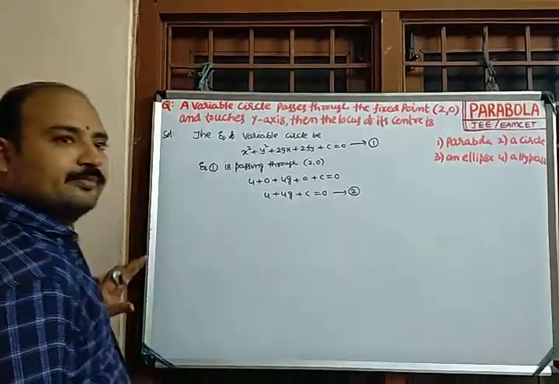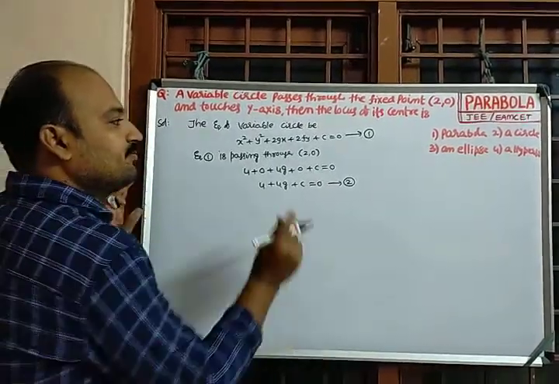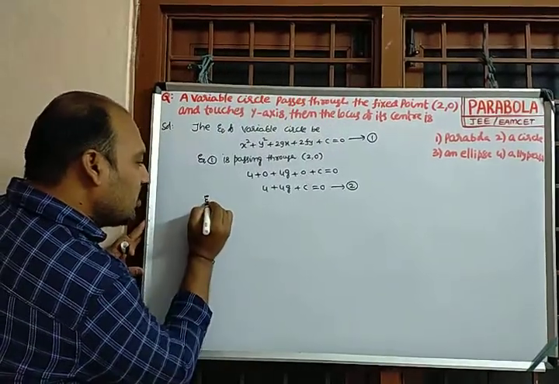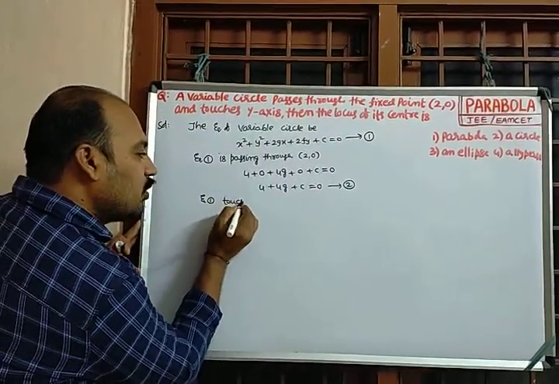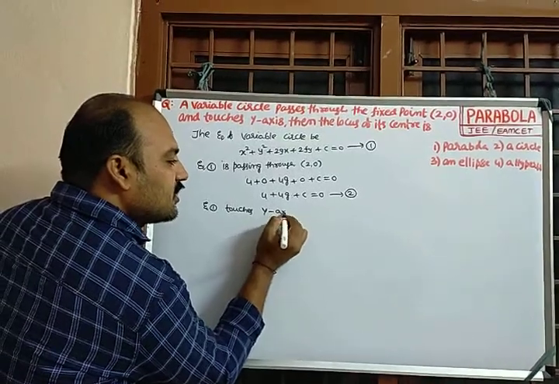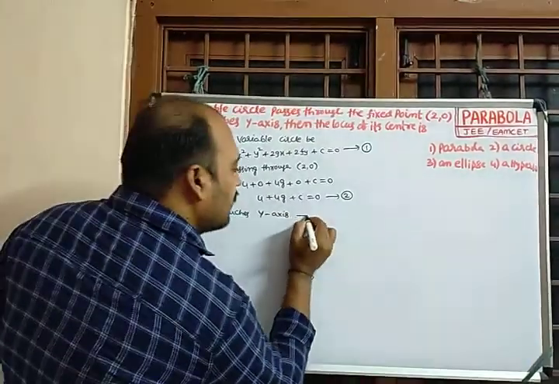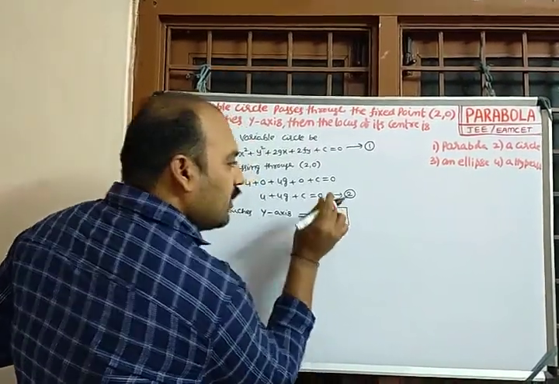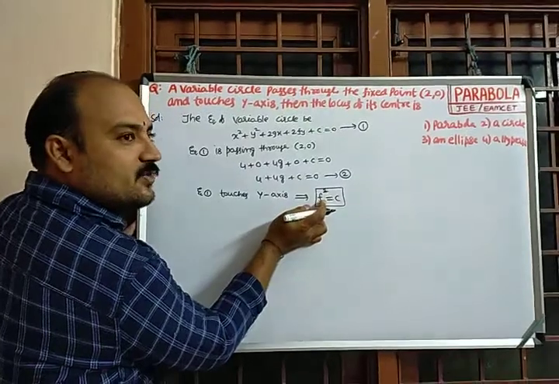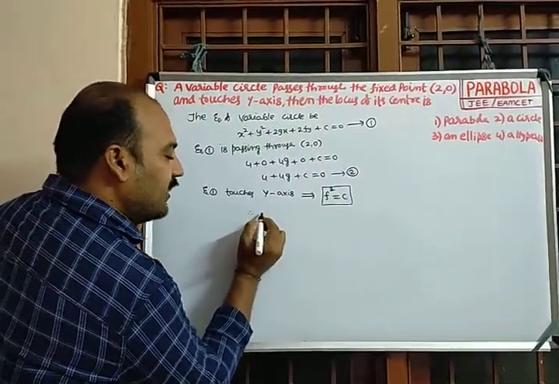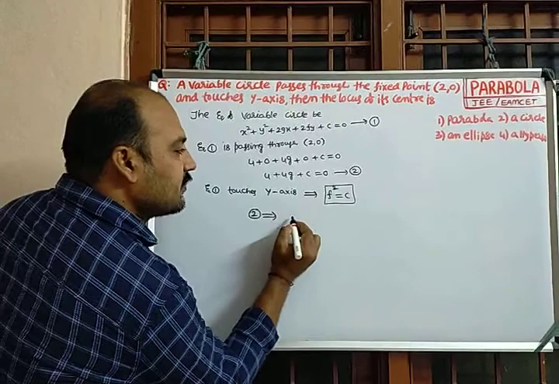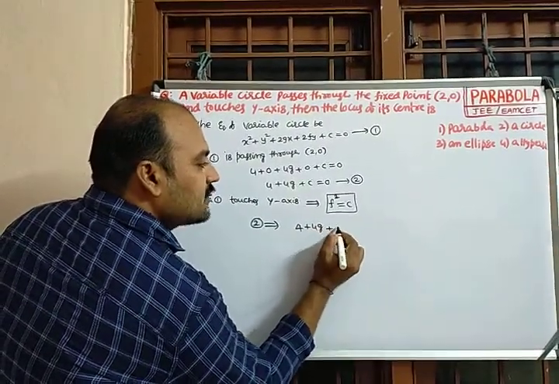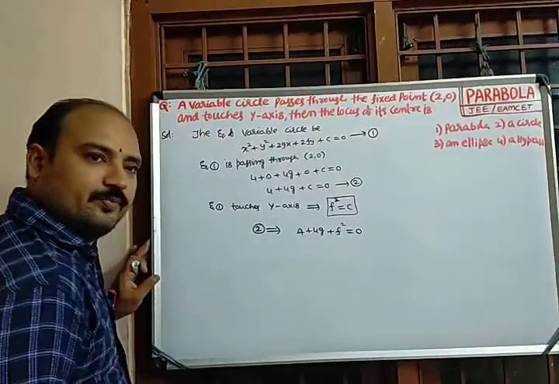Equation number 2. After that, one more condition is given. This circle touches y-axis. Equation 1 touches y-axis. We have a condition: for the general equation of a circle that touches the y-axis, f square equal to c. So in equation 2, wherever c is there, you have to replace it with f square. Equation 2 implies 4 plus 4g plus f square equal to 0.